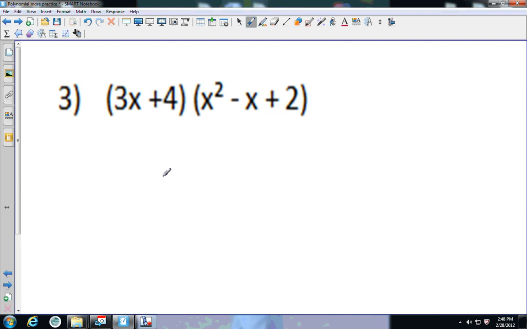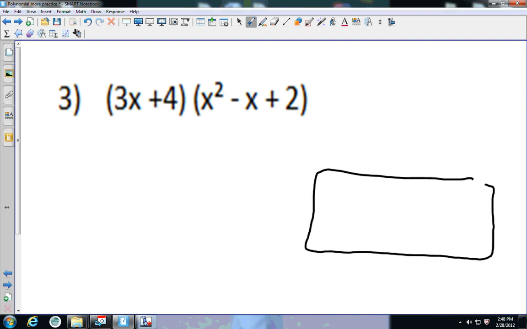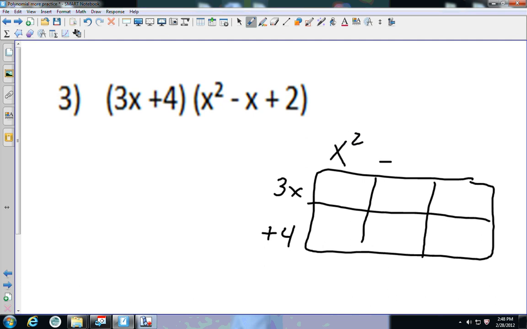Here's the next one. Pause the video and come back and see how you did. I'm going to draw my box. Now, I've got 2 terms, so I've got 3x plus 4. I've got 3 terms, so I'm going to make 3 boxes. X squared minus x plus 2. Right here, 3 times 1, 3. And then there's a 1 right here, so add the exponents, x to the third power.